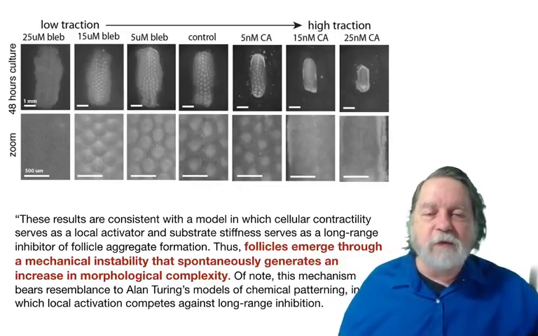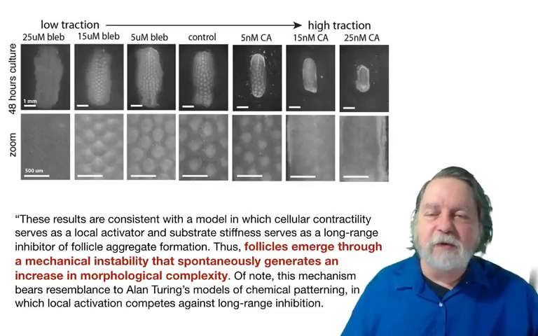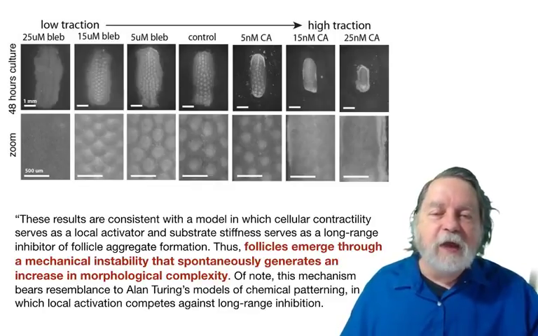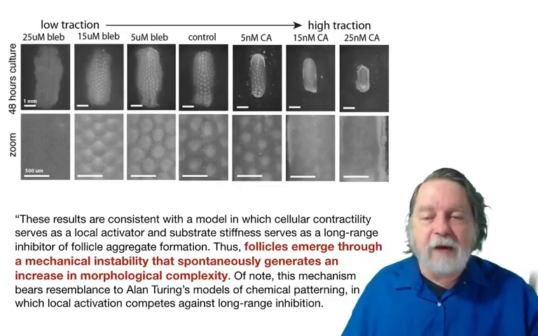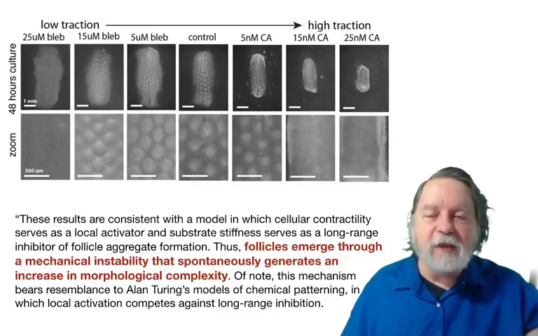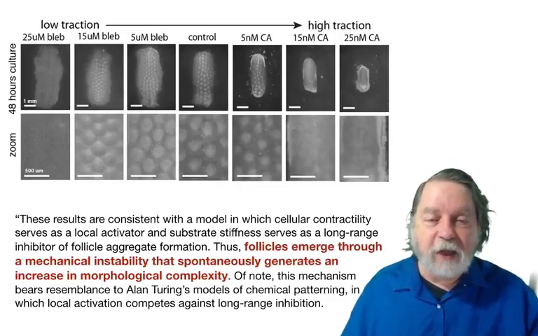The other thing, I want to quote from the paper right there, because I thought this was a really important quote. So it says, the results are consistent with a model in which cellular contractility serves as a local activator and substrate stiffness serves as a long-range inhibitor of follicle aggregate formation. And a little light bulb went on in my head right there. I'll get to it in a moment. Thus, follicles emerge through a mechanical instability. So that's what we're looking at, a mechanical instability caused by the interaction of beta-catenin with this substrate, that spontaneously generates an increase in morphological complexity.